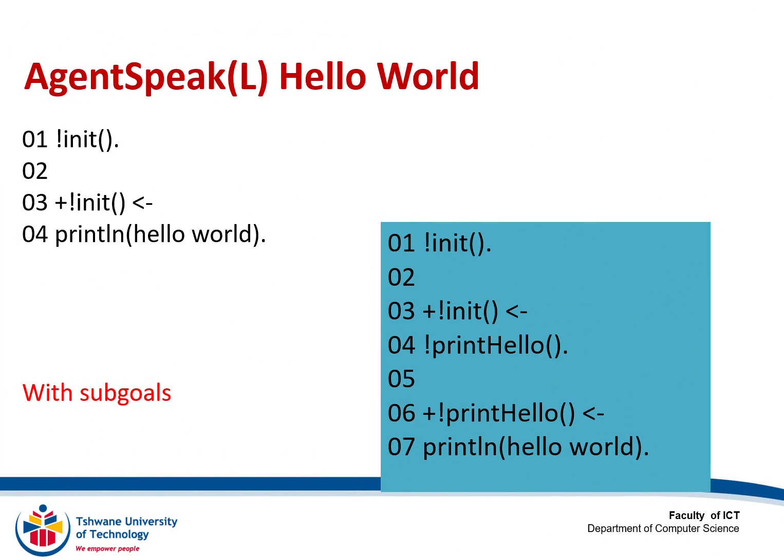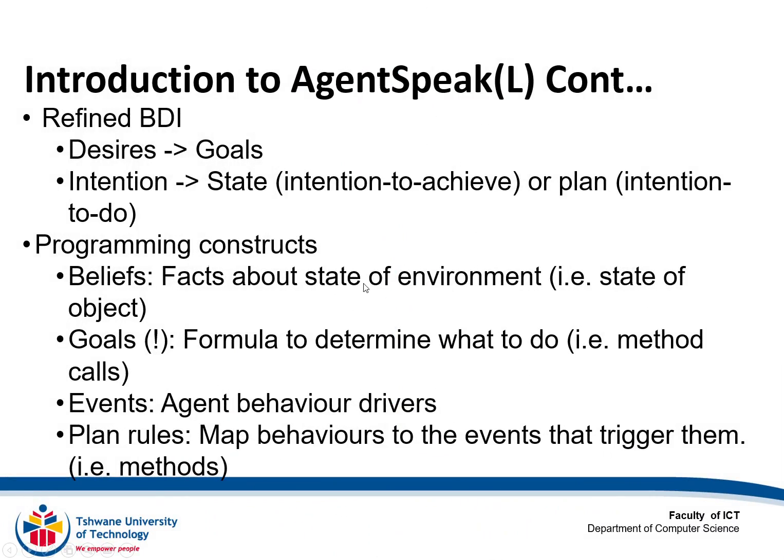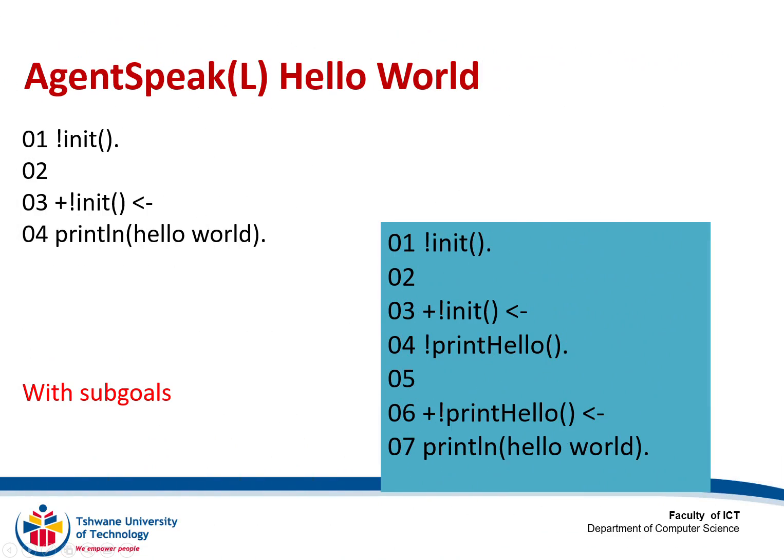Let's have a quick look at this example. You'll remember this sign on goals. So what is the goal here? The goal is this init, and in there you want to print hello world. Now to be able to do that, you can either do it that way or you can do it using sub goals. How do you then do it? For your main init, you can say, I want to call print hello. But what does print hello do? It just prints hello world.